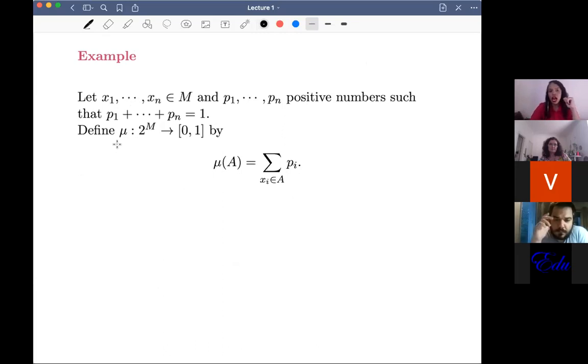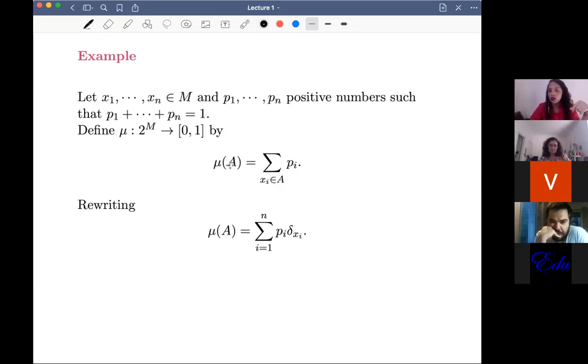Okay. How do we define a measure on the subsets of M with this hypothesis? It's simple. You define the measure of each subset by adding the numbers p_i in the following way. You look at the subset A, and then you check how many x_i you have inside. If you have x_1, you add p_1. You have x_j, you add p_j. And then the sum is at most one. So it's a probability measure.